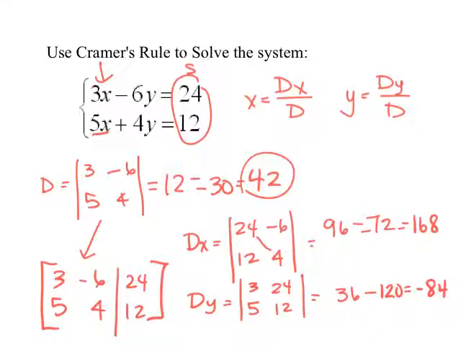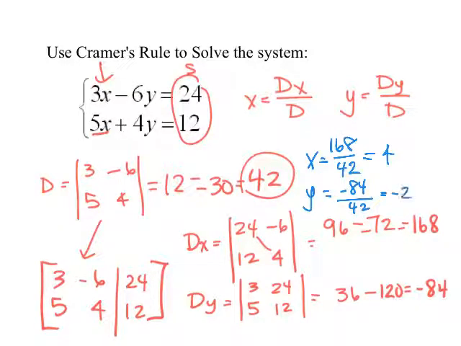So we can finish the work. We'll go back up here. X equals d sub x, which we found to be 168, divided by 42, and that works out nicely. It divides in an even 4 times, so x is 4, and y is negative 84 divided by 42. That also happens to be a nice easy problem, and you end up with a negative 2. So the solution to the system is 4, negative 2.